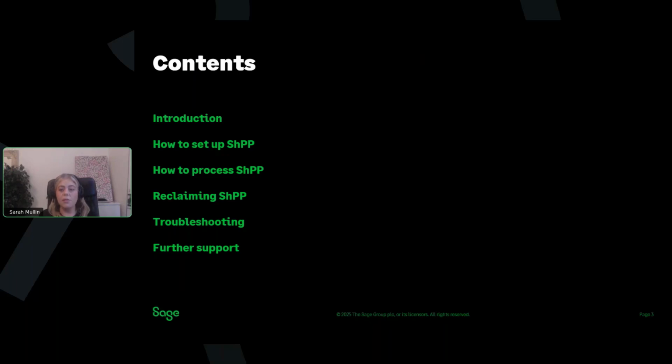Next, we'll move into the payroll processing side of things. We'll talk through how to set up shared parental pay, and look at a couple of different scenarios, where the partner is taking leave from the mother or main adopter, and the other side of things as well. We'll jump into a demo on that too. After that, we'll give you a refresher on reclaiming shared parental pay, and checking if you're eligible for small employers relief. Finally, we'll wrap up with some troubleshooting and further support, just so you feel confident handling any issues that might arise.